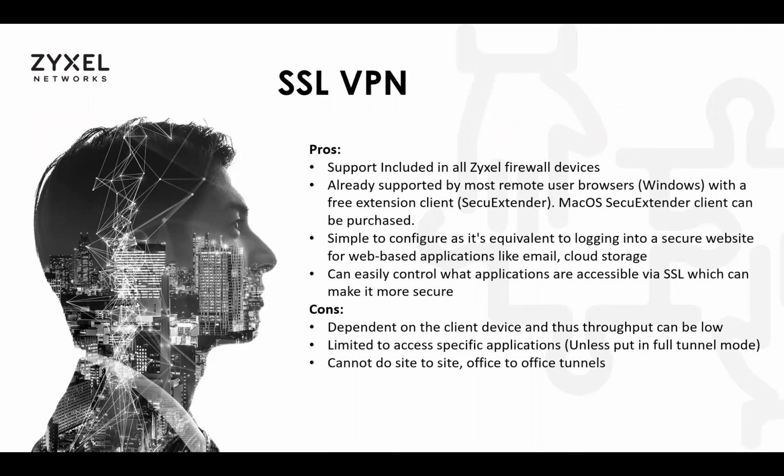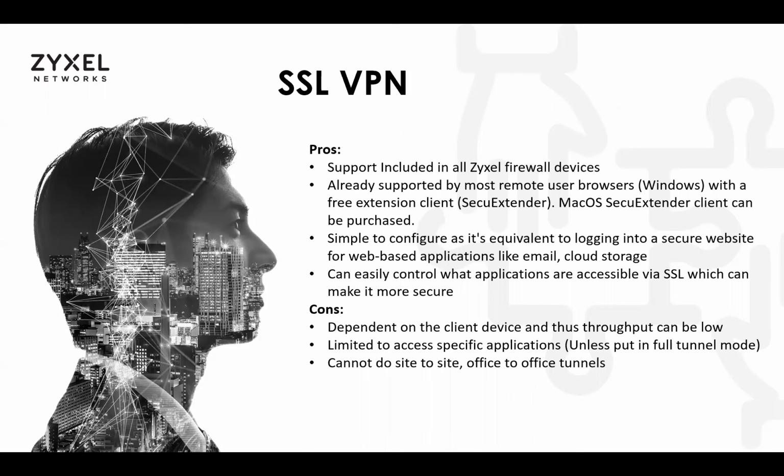SSL VPN is supported on all firewall devices. It's already supported by most remote user browsers because it uses the browser. And it's also simple to configure. It's equivalent to logging into a secure website, and it's very easy to control what applications are accessible via the SSL VPN. And this is all done in the firewall. There's a couple options that you can set in the firewall by dragging and dropping specific applications and/or IP addresses that you want the SSL VPN to be connected to.